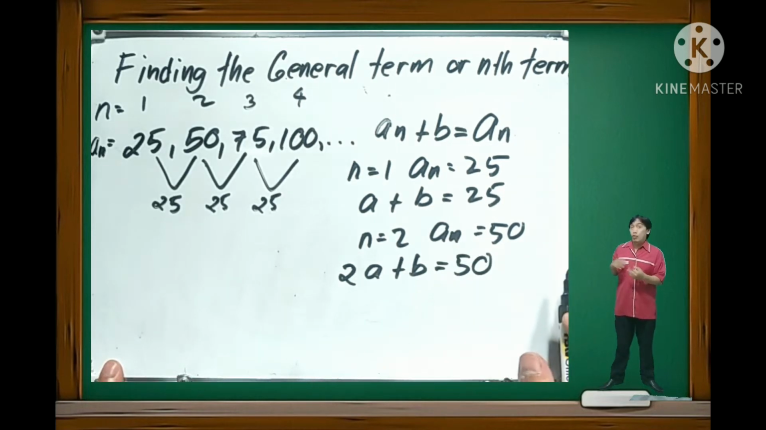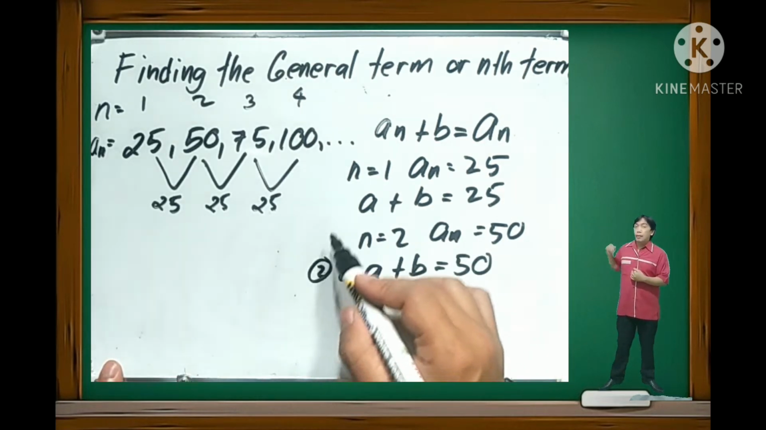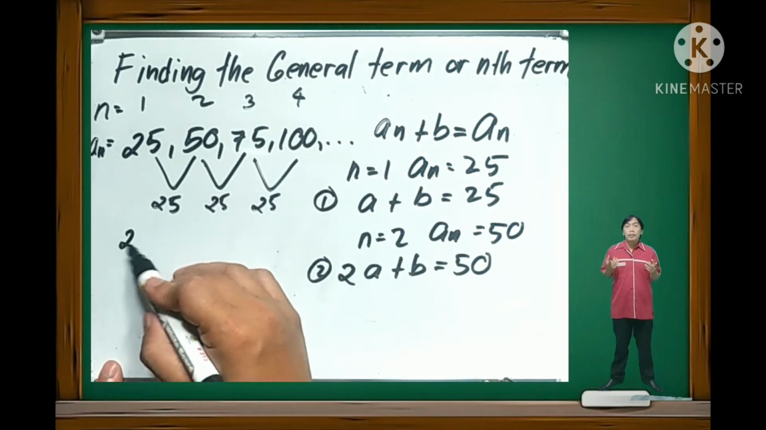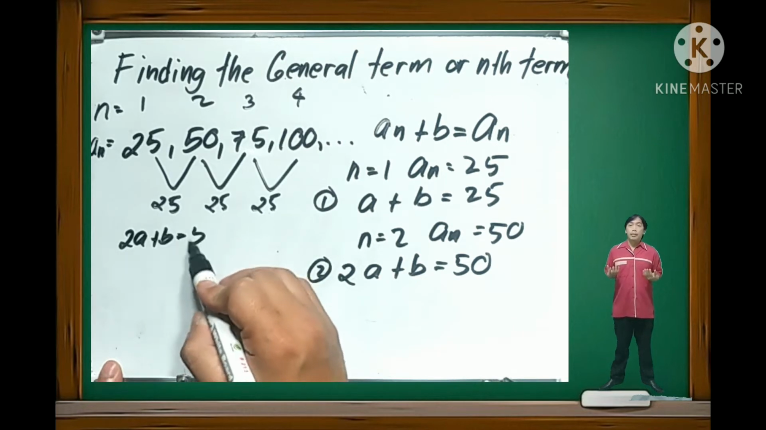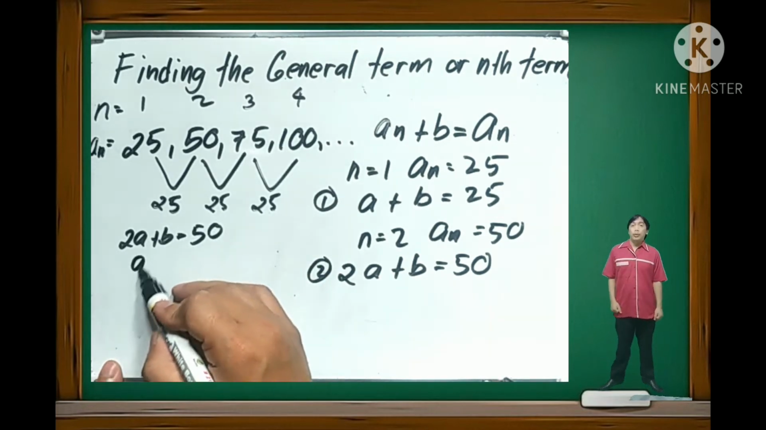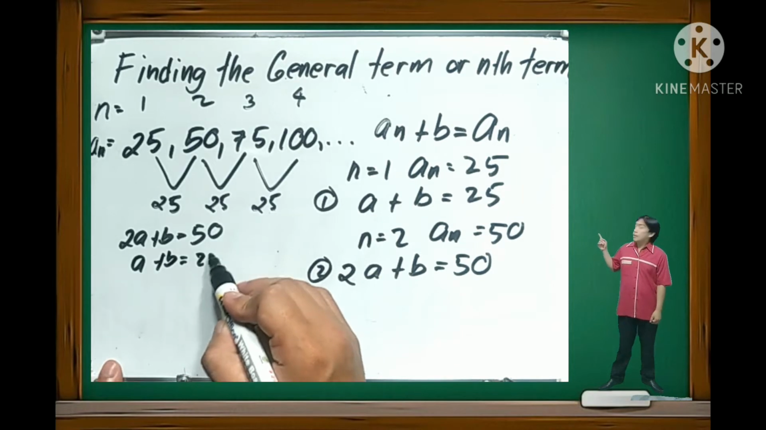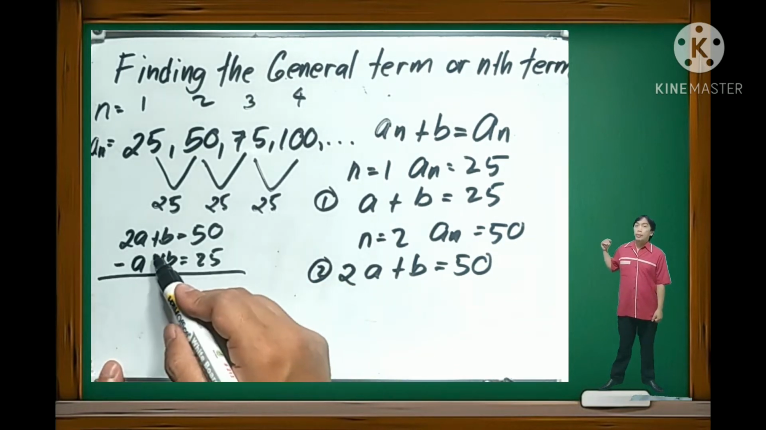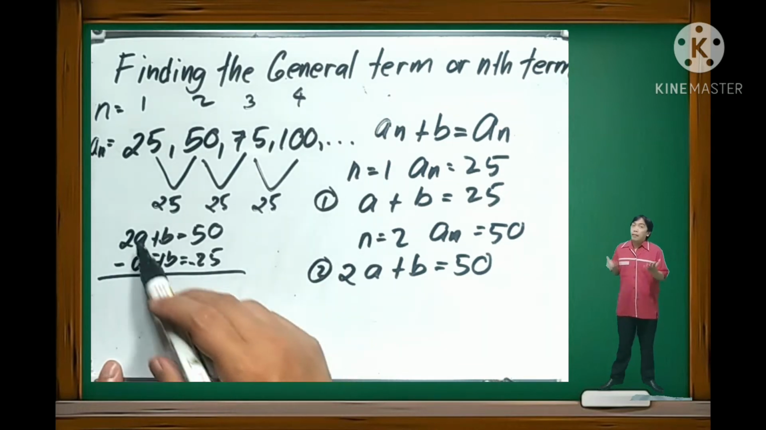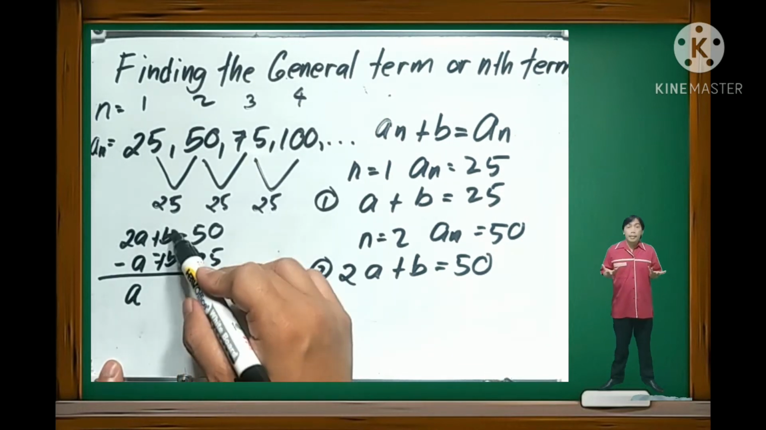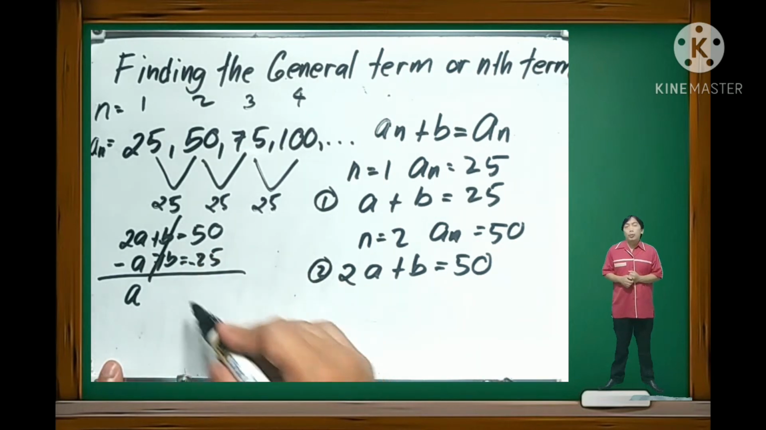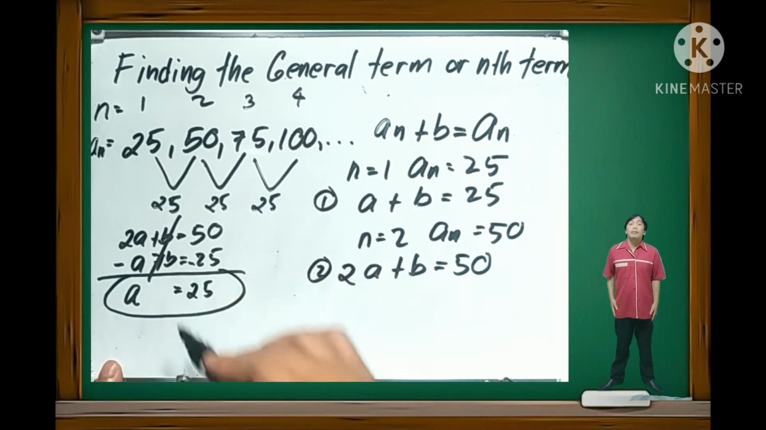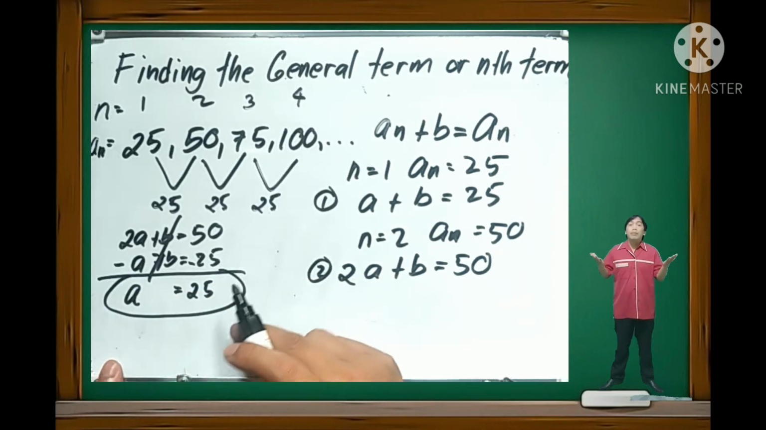Now, subtracting equation 1 from equation 2. This is our equation 2, and this is our equation 1. Let us try to use the elimination method. We have 2a plus b is equal to 50, then a plus b is equal to 25. I'll be changing the sign below, so this will become negative. So 2a minus a, we have a. Since b and negative b will cancel out, we have 50 minus 25 is equal to 25. So the value of a is equal to 25.